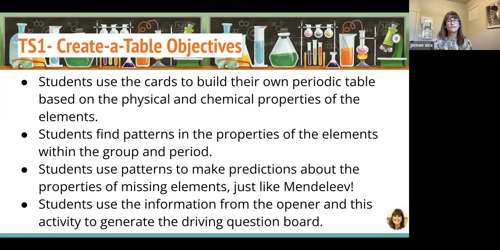And then students will use the information not only from the brief opener, which also connects back to what they learned in physics, but also from the activity, because students always have really great questions after they've done this initial activity. And so we wanted to capitalize on that and include that as a way for them to populate the driving question board.